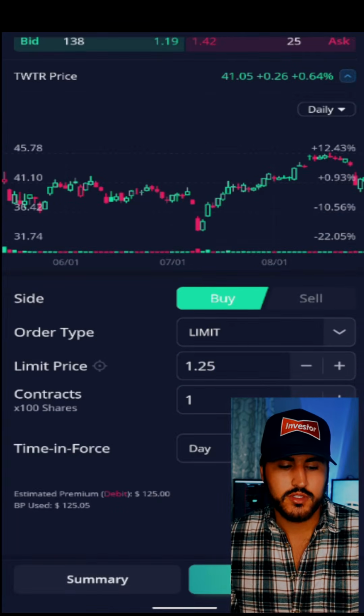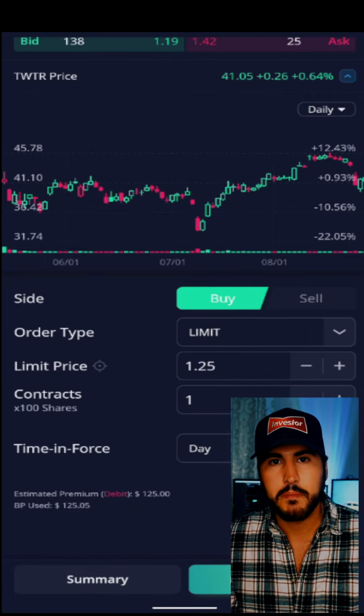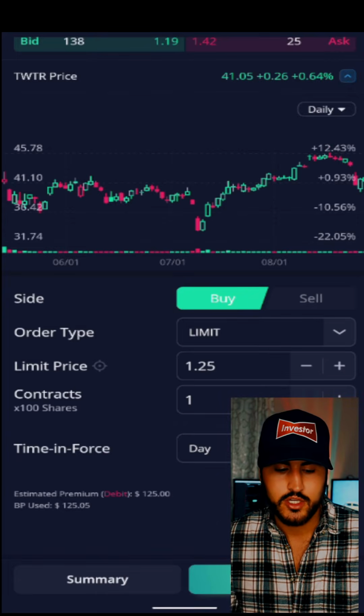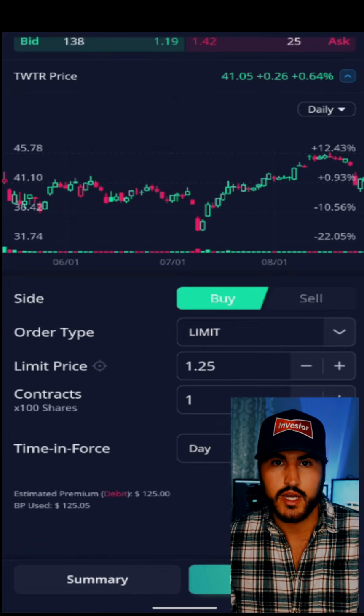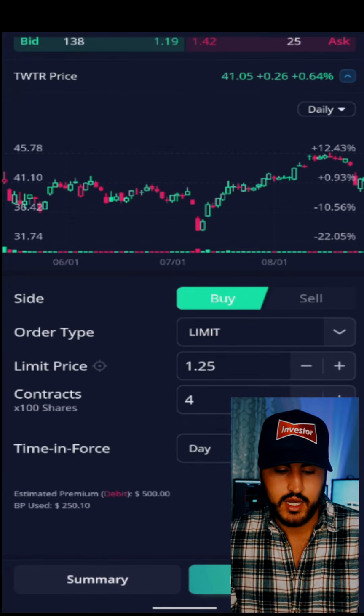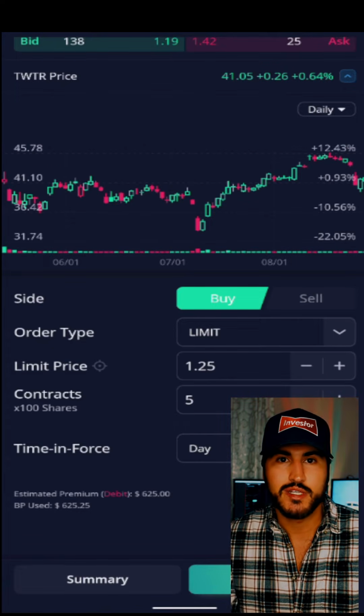The next thing you're going to want to do is pick the amount of contracts you have. Now you've got to keep in mind each contract is for 100 shares. So even though this says $1.25, it's going to cost you $125. If I want to buy 5 contracts, it will tell me the debit down below. In this case, it's $625.